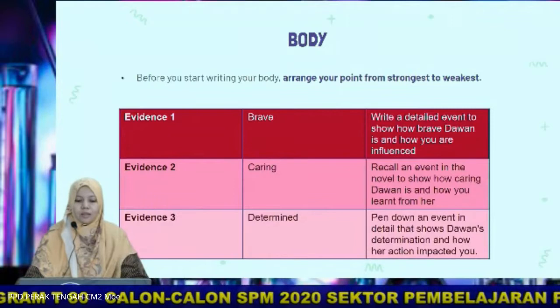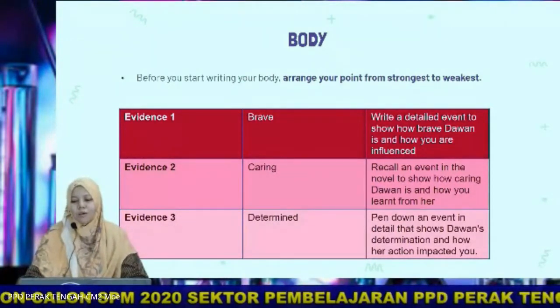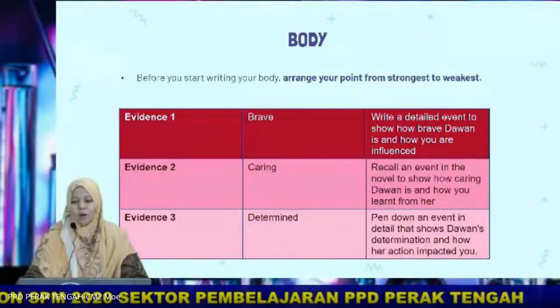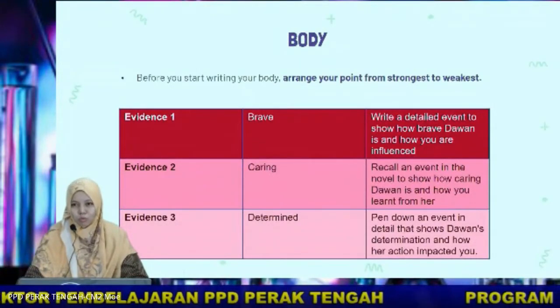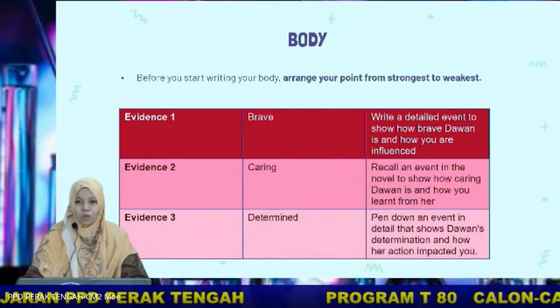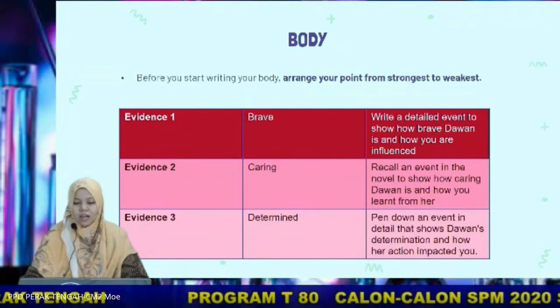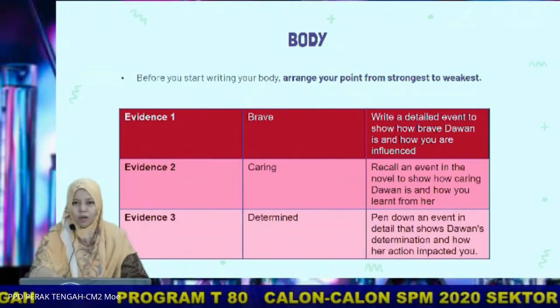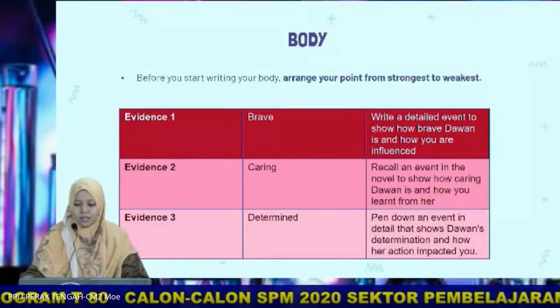Okay. Evidence number 3, determined. Pen down an event in detail that shows Dawan's determination and how her action impacted you. So if you want to answer this question, you have to know the plot well. And if you think of more points for determined, you can put it in the second paragraph or the first evidence.